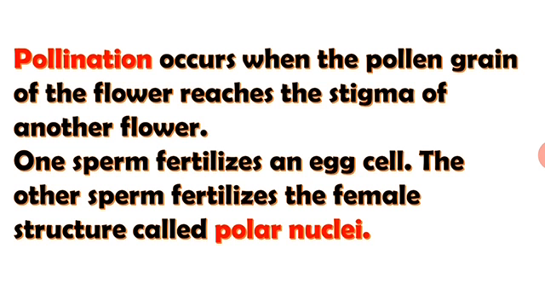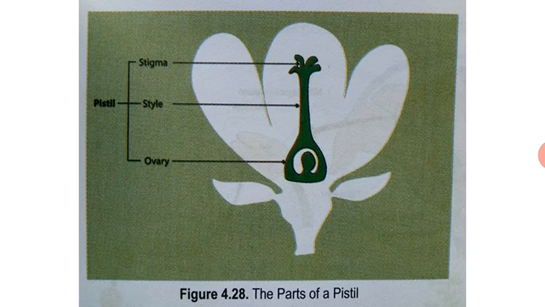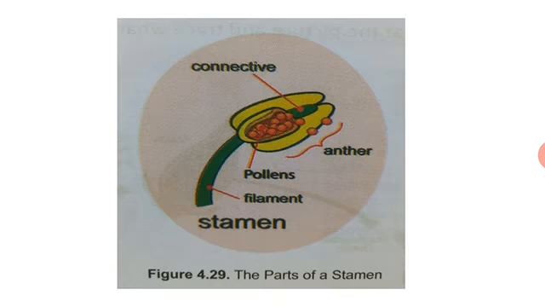So we've said a while ago that the anther produces the pollen, and of course in the pollination process the pollen grain must reach the stigma of another plant. So in this picture, the pollen must reach the stigma. The stigma is the swollen knob on the tip of the pistil. So the pollen must reach that part of the flower.